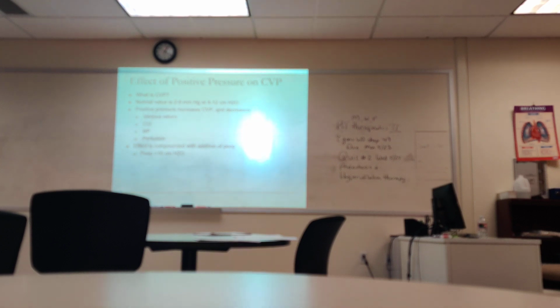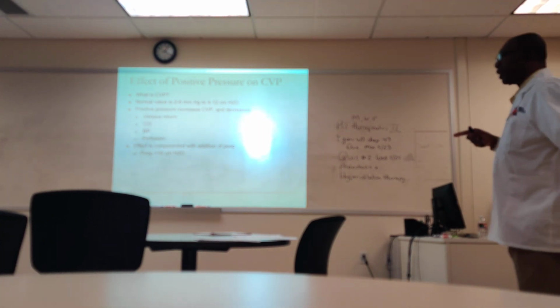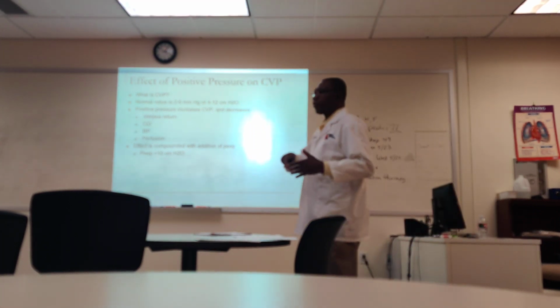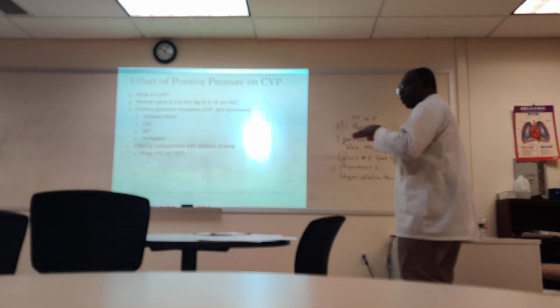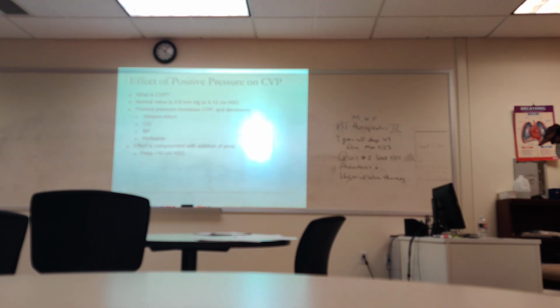Now, positive pressure ventilation, or any type of positive pressure, increases CVP. The CVP is the pressure that is responsible for the blood to return to the right side of the heart. The lower the CVP, the higher the venous return. The higher the CVP, the lower the venous return. So positive pressure ventilation increases CVP, therefore decreases venous return to the right side of the heart.